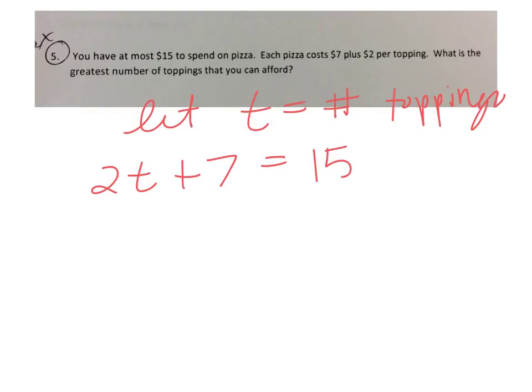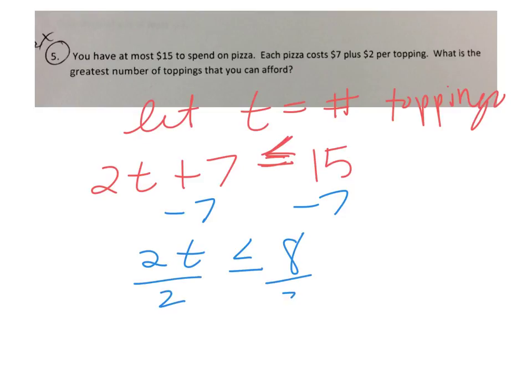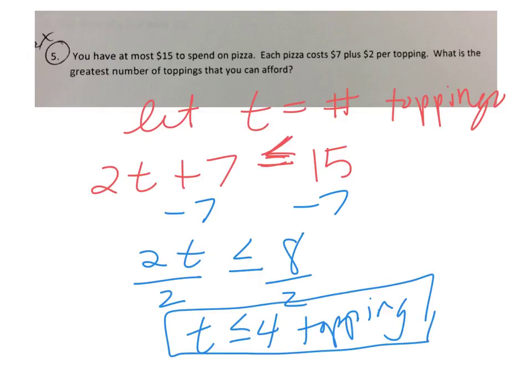Now some folks say that, hey, you might include some inequality in this one, so I guess we could technically say it's less than or equal to 15, because you can spend up to $15 if you like. So let's do that on this one, and we've solved ones like this. So minus 7, 2t less than or equal to 8. Divide off the 2, and we didn't divide by a negative, so we're good there. T is less than or equal to 4, and don't forget to label it toppings. So you could order anywhere from 0 up to 4 additional toppings on your cheese pizza. Toppings has an S. There we go.